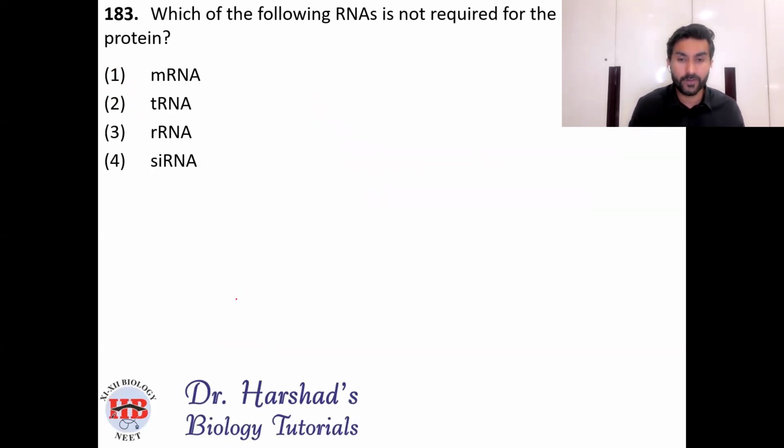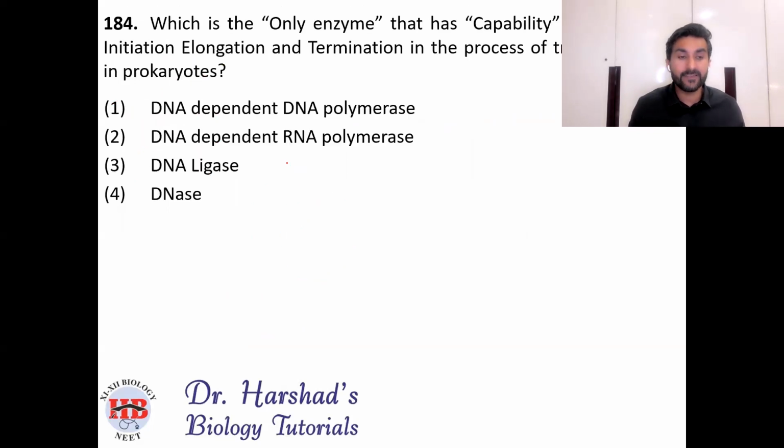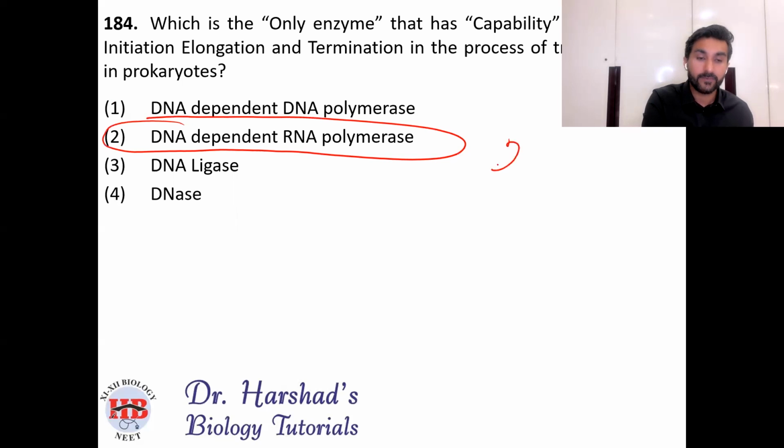Which of the following RNAs is not required for the synthesis of protein? We know 3 types of RNA which help in protein synthesis. siRNA is not involved. Answer would be option 4. Very easy question according to me. Which is the only enzyme that has a capability to catalyze initiation, elongation, and termination in prokaryotes? If you remember, we learned 3 different types of RNA polymerase, type 1, type 2, and type 3. But in the process of transcription in bacteria, there is only 1 type of RNA polymerase, which we call DNA-dependent RNA polymerase. So our answer would be option number 2.